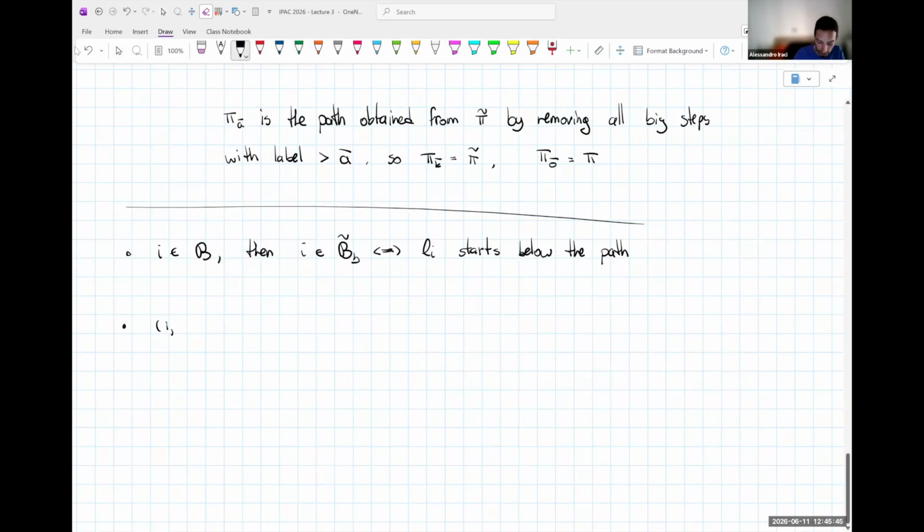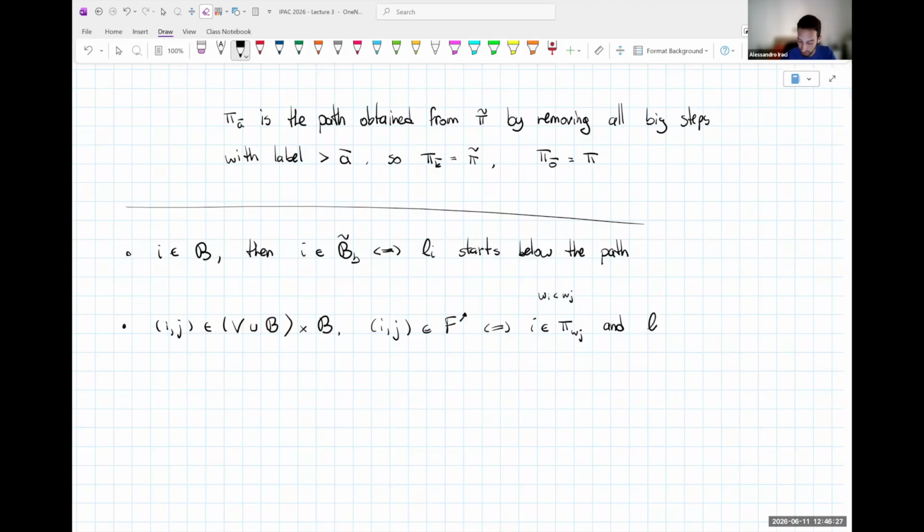So if I have a pair (i, j) in V_E times B, this is in F upright arrow if and only if the condition holds: i is in π_j bar, which is the same as saying i is less than j, w_i is less than w_j, and L_j intersects i.